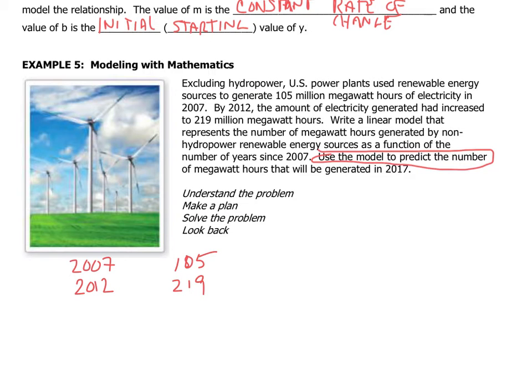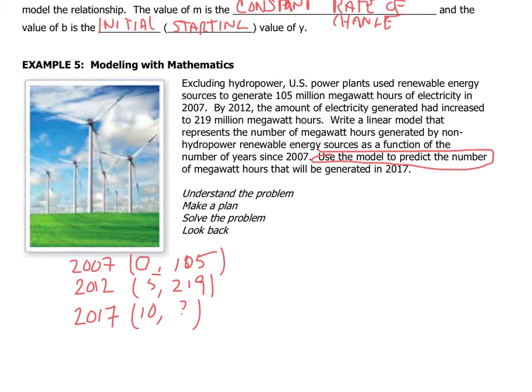So as far as our time goes, that'll be our 0 number. That's our initial year that we're looking at. 2012 is now going to be 5 years later. So at year 5, we're at 219. Now eventually, what we want to know to answer this question is, what do we predict 2017 to be? That's really what we're trying to answer here. And obviously that would be at year 10.